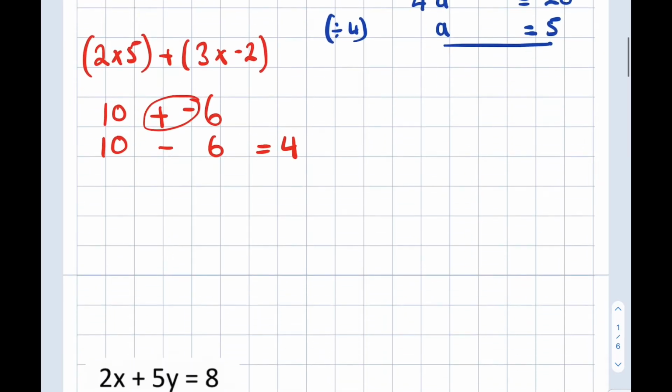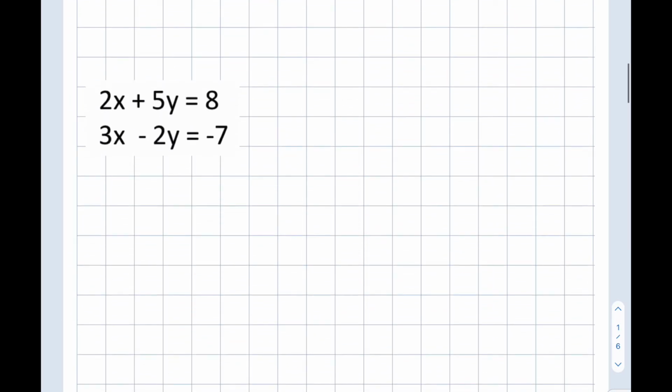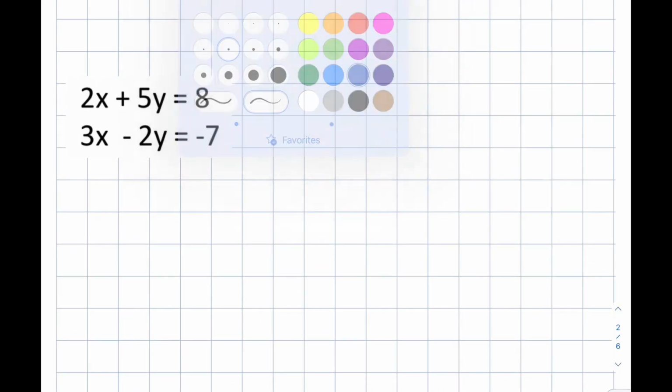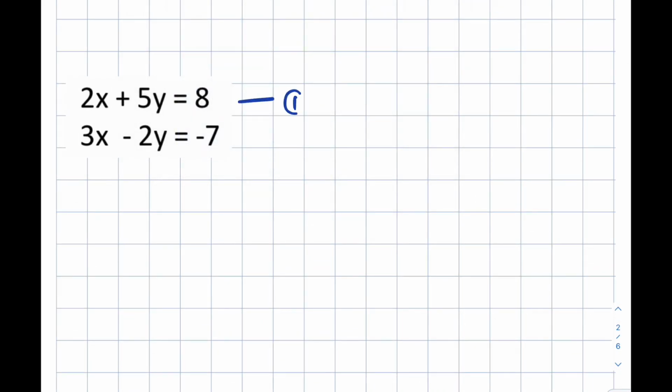Let's just have a quick look at the second question. We have simultaneous equations here. We're going to start by labelling each equation as equation number 1 and equation number 2.